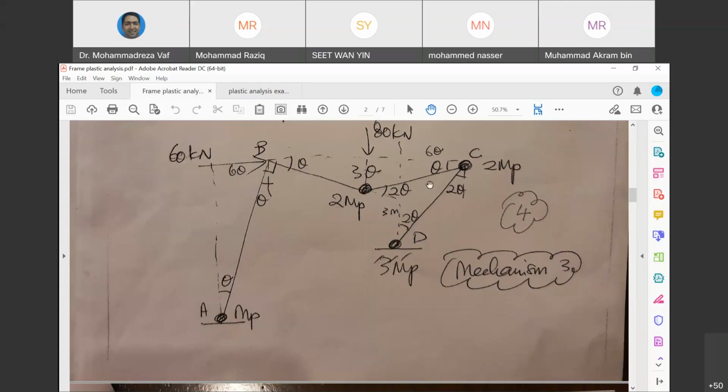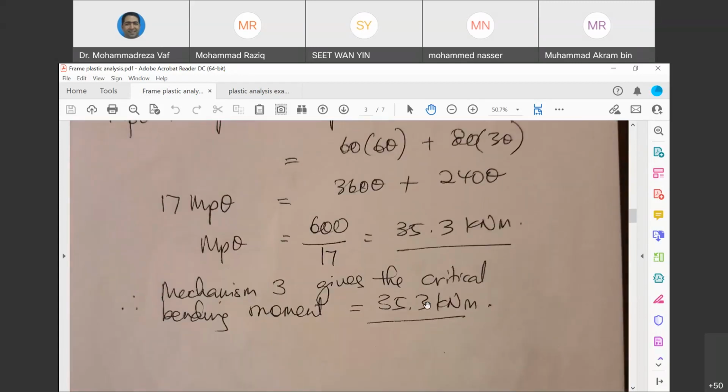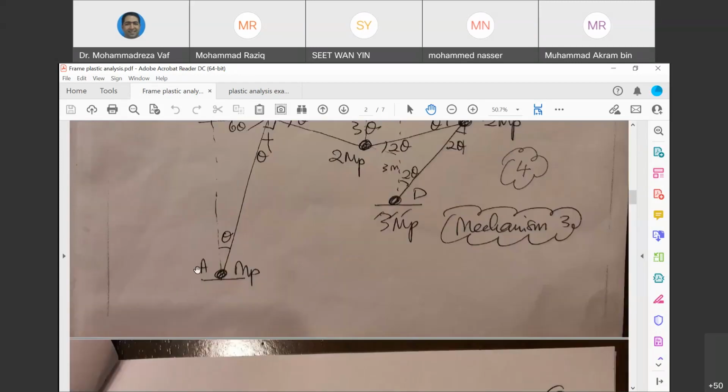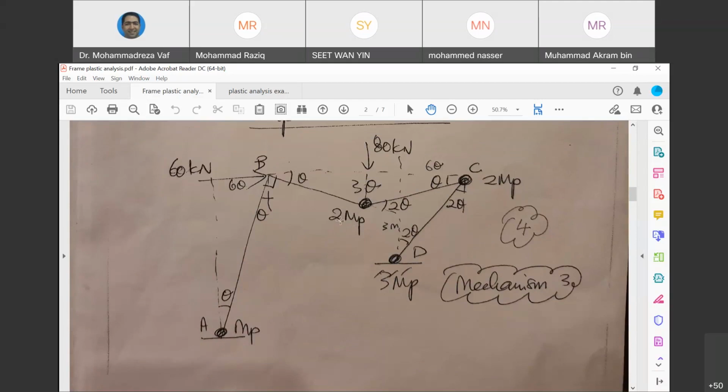Okay, so now that we know what's happening here, the question is asking: draw the bending moment at the collapse. Like the beams, we know that the bending moment at the collapse here equals the value of their plastic moment, meaning the value of bending moment here is MP. How much is MP? 35.3. So bending moment is 35.3. Here is 2 MP, meaning 2 multiplied by 35.3. And here is again 2 MP, 2 multiplied by 35.3. And here is 3 MP, 3 multiplied by 35.3.